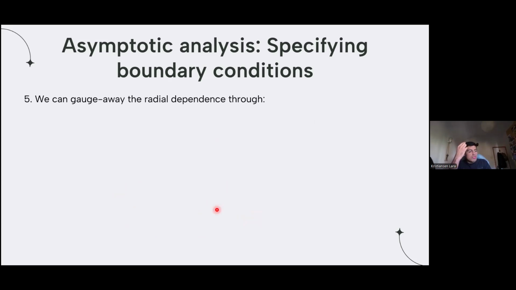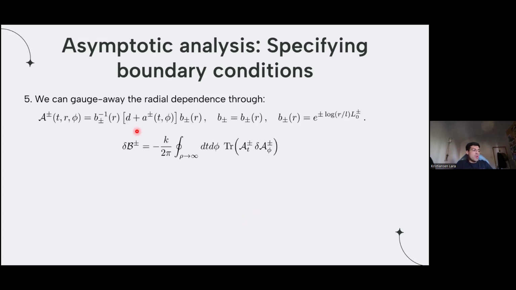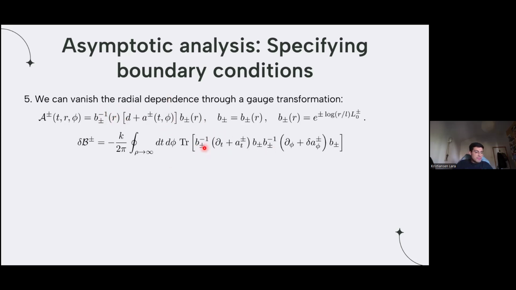Nonetheless, let me do some massages first. Well, it is possible in 2+1 dimensions to gauge away the radial dependence like this. So notice that with a global gauge transformation, capital A transforms like this, B^{-1}(d + A)B. So if B captures completely the radial dependence, notice that the boundary term that you can see here transforms like this. Nonetheless, observe that this term, by the cyclic property of the trace, cancels with this term, and this term is also zero.